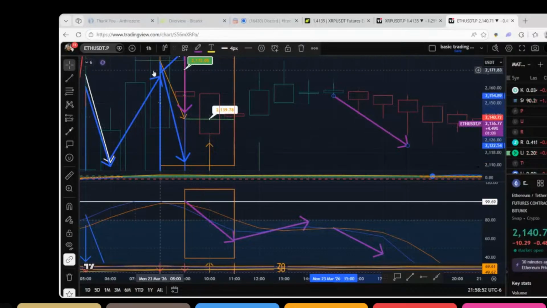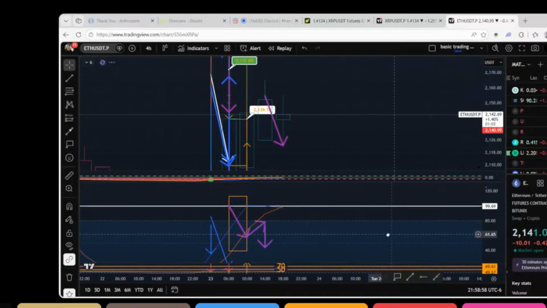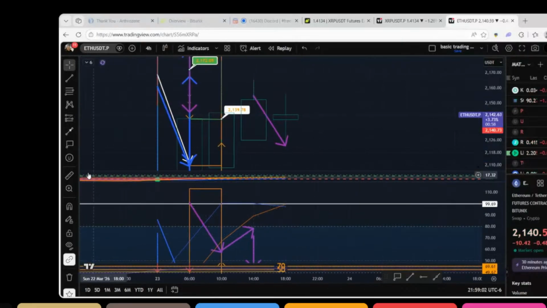So now if we take this and we go to the 4 hour, and we start to look over here, you see how the 4 hour right here starts to head down?